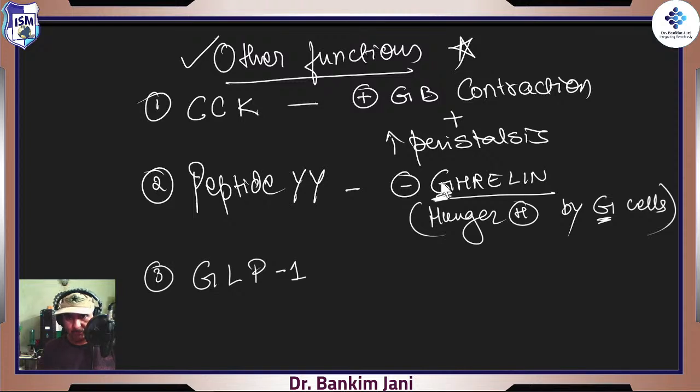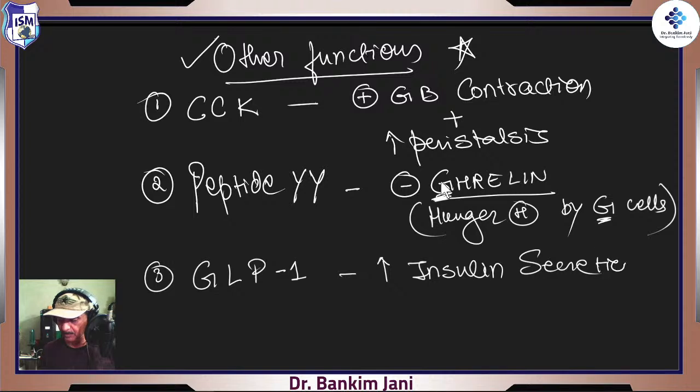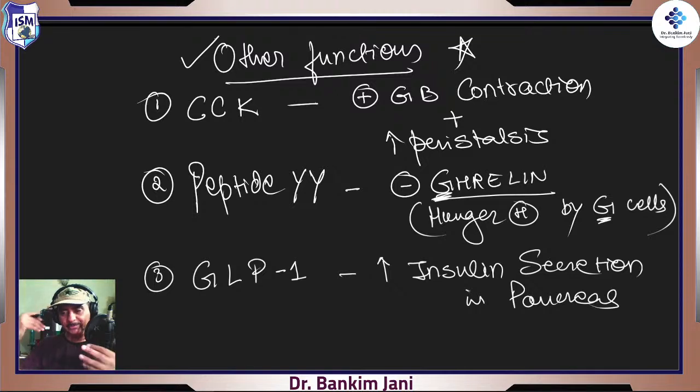And then finally, it was glucagon-like peptide 1, and it will increase, this is very interesting, insulin secretion, right? And where? In the pancreas, right? Now when insulin is secreted, it has to be because there is so much energy, so insulin will tell the cells that chalo, there are enough resources, right?